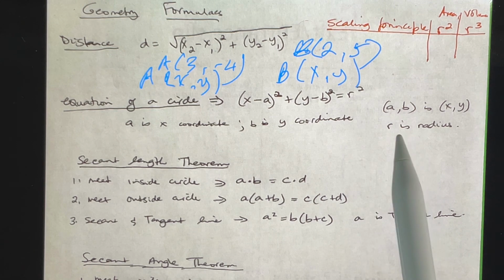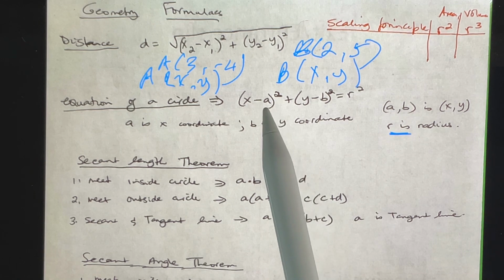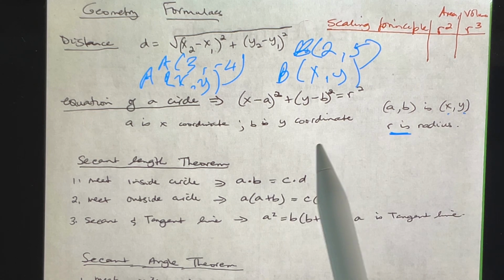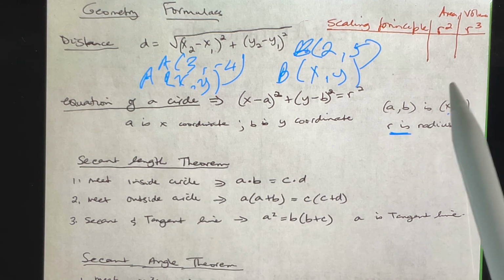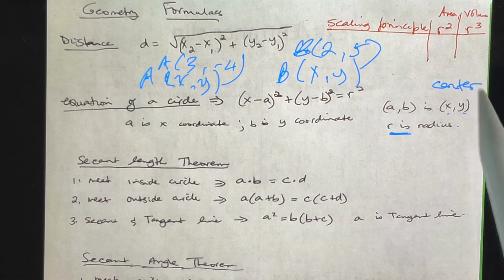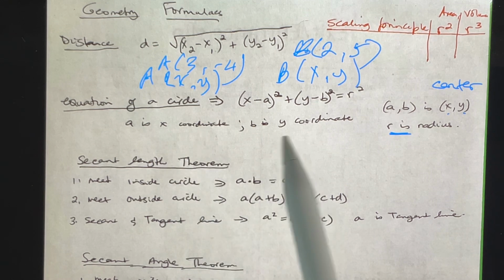Now the r squared is based on your radius, right? Your a and b here are your x and your y value, and that would be your center. So your a and b is what you'd write as your answer if you're asked to find the center and the radius. Now your a is your x coordinate, b is your y coordinate.